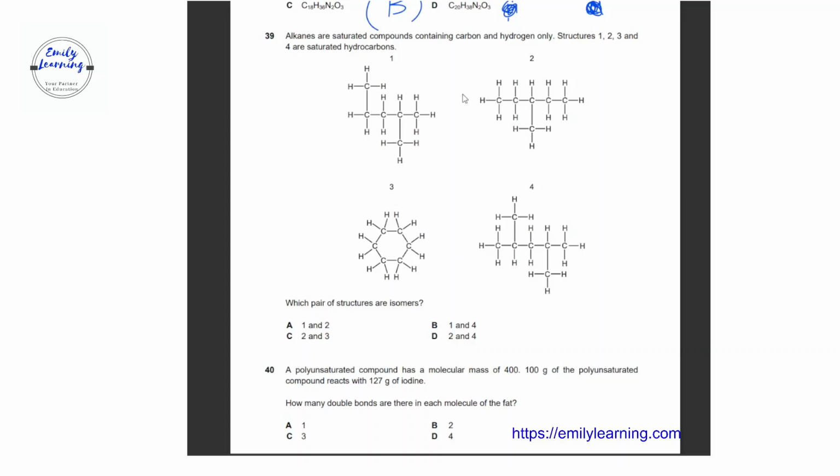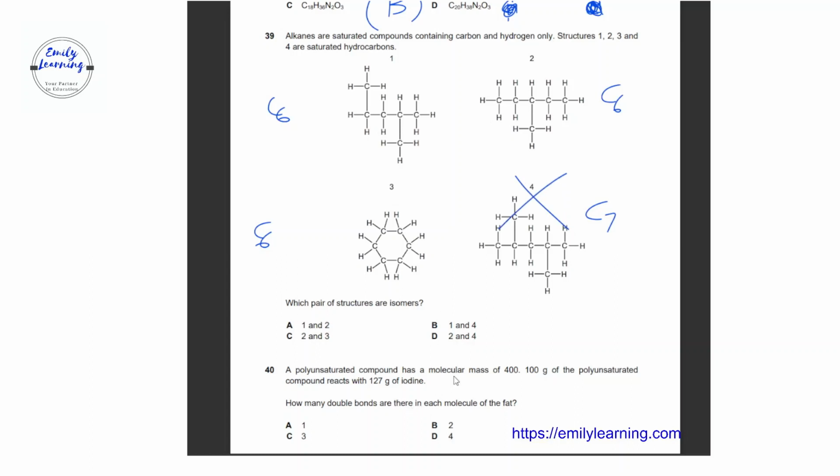So let's first start from the molecular formula, and see whether they are the same. I'll start off by counting the number of carbons. 1, 2, 3, 4, 5, 6. So there are 6 carbons here. 1, 2, 3, 4, 5, 6. Also 6 carbons here. 1, 2, 3, 4, 5, 6. 6 carbons here. 1, 2, 3, 4, 5, 6, 7. So this has 7 carbons.